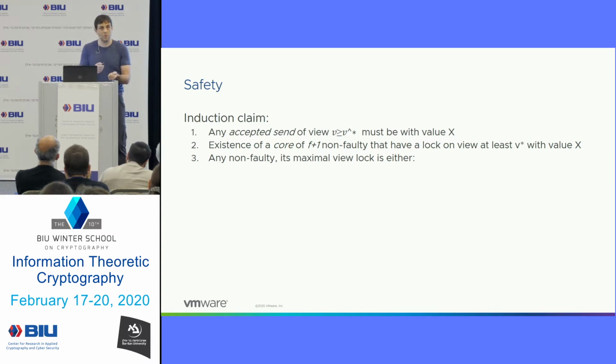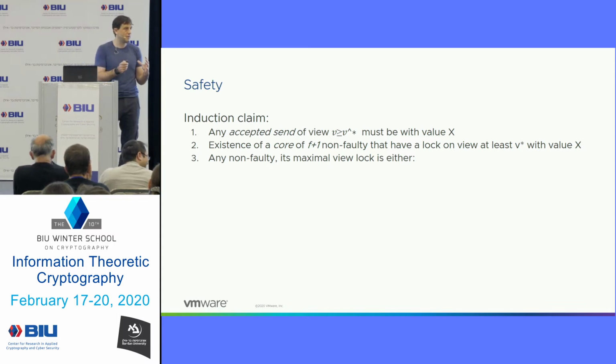The second property that we'll maintain by induction is that there is a group of f plus 1 non-faulty that are locked on the value x with a view that's at least V star. So these will be our guardians. There's a group of non-faulty parties that will make sure that the decision will be maintained through views. So even though there may be one party that decided, there's a large amount of non-faulty that have this property.